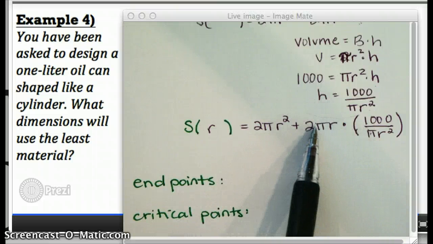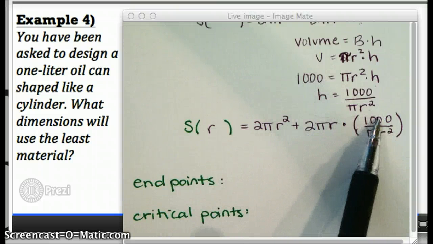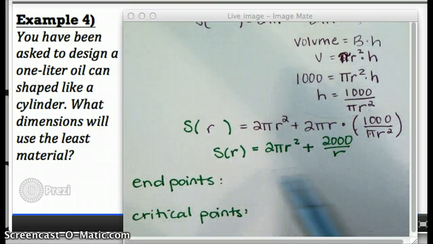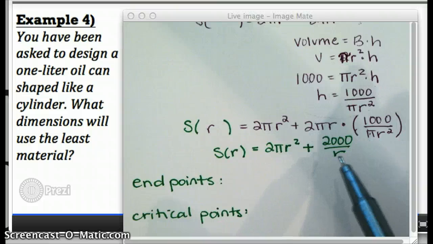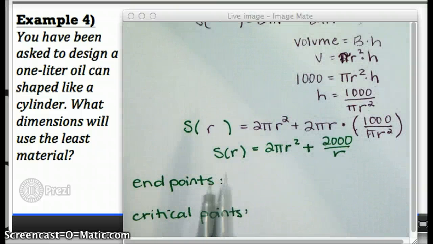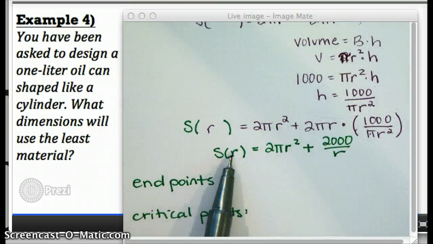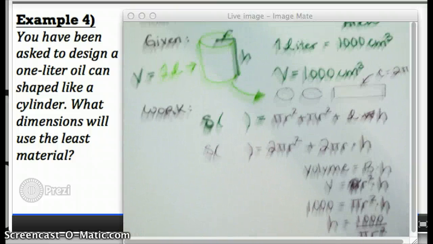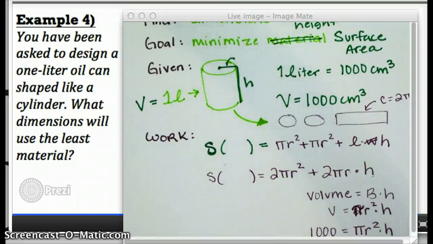You notice that you can put 2 pi r along with the top of this expression, and actually one of the r's will cancel out. And there's the simplified formula for surface area. So endpoints are asking the question, are there any restrictions on our input variable? Our input represents the radius. Are there any rules about what the radius number can or can't be?